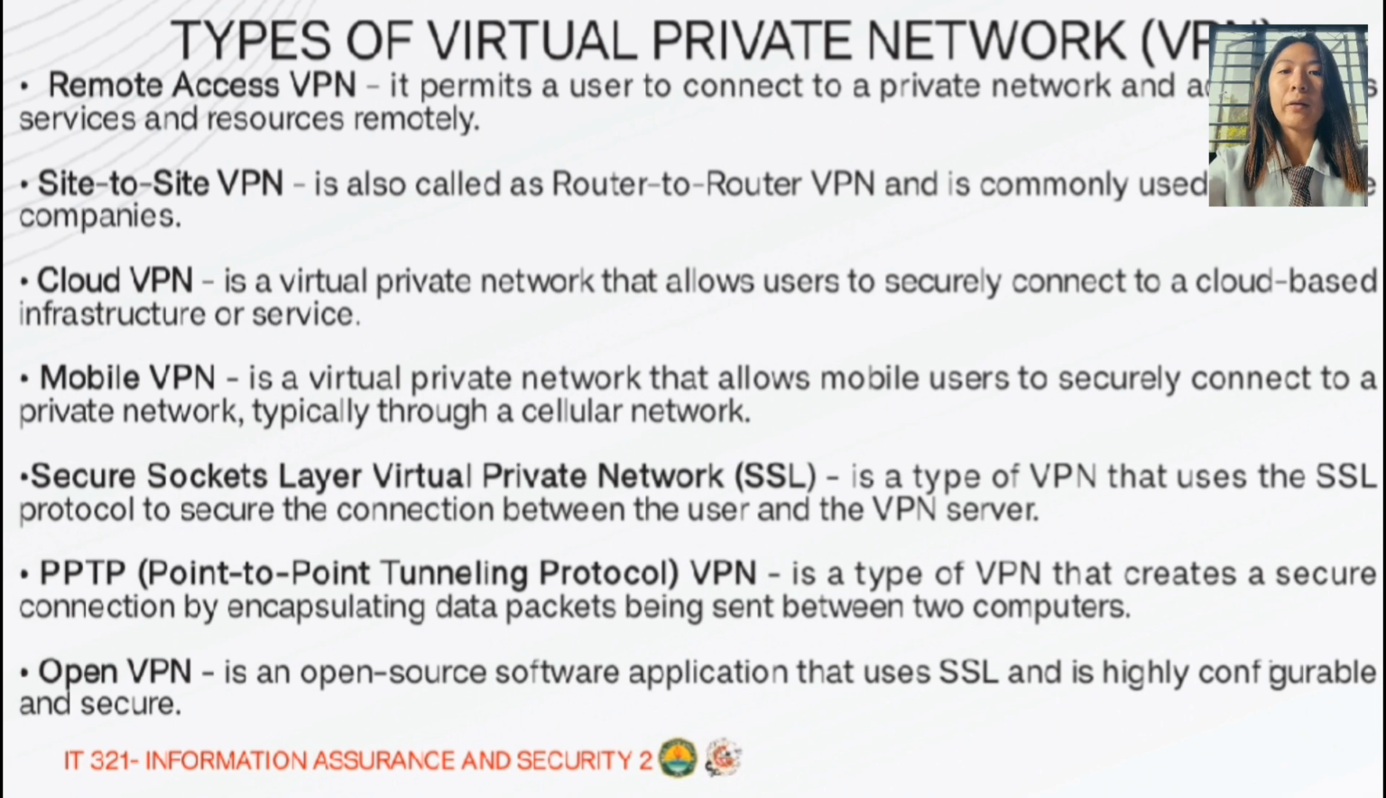PPTP or Point-to-Point Tunneling Protocol VPN is a type of VPN that creates a secure connection by encapsulating data packets being sent between two computers. By using an ISP network access server that supports inbound PPP connections. By using a physical TCP/IP-enabled LAN connection to connect to a PPTP server. OpenVPN is an open source software application that uses SSL and is highly configurable and secure.